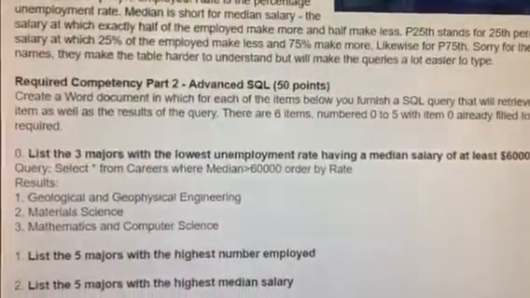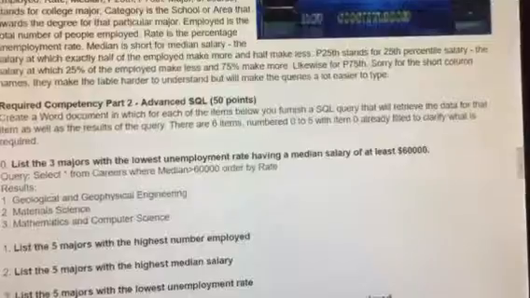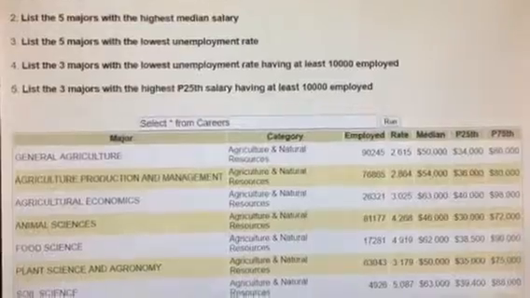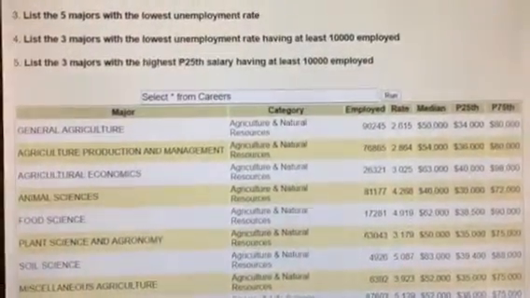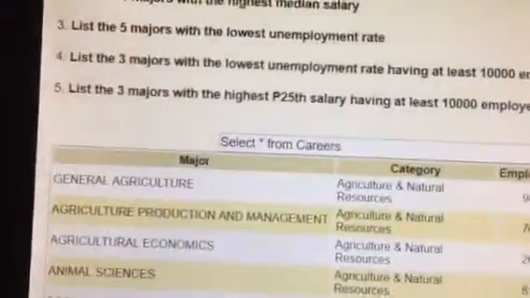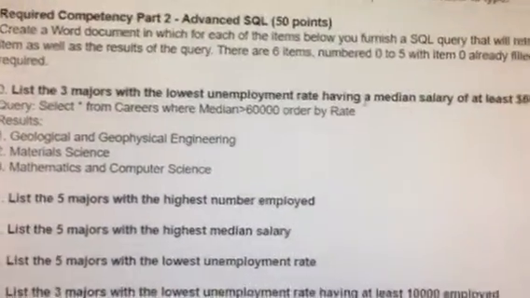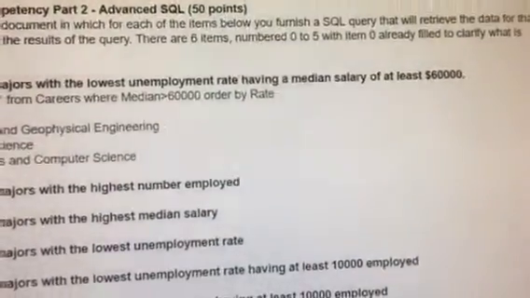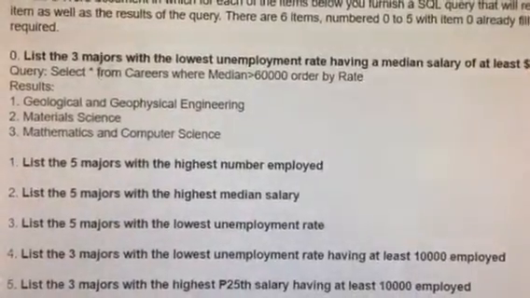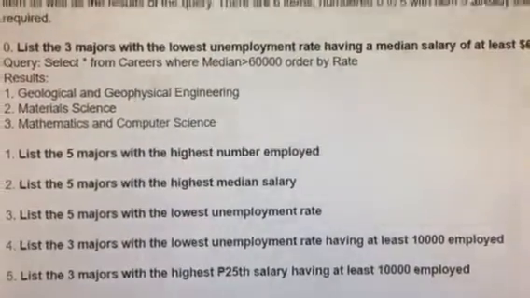If you list the three majors with the lowest unemployment rate having a median salary of at least $60,000, we're going to go look at our data. The first thing we're going to do is, of course, select from careers. Do we want all of these or only some of them? It said the lowest unemployment rate. It doesn't say to take out any fields, so we're going to select the wild card, the little asterisk, from the careers table. And by the way, all of these are going to be from careers.